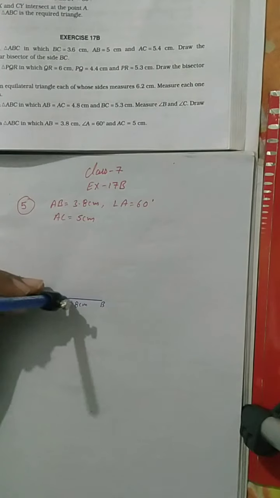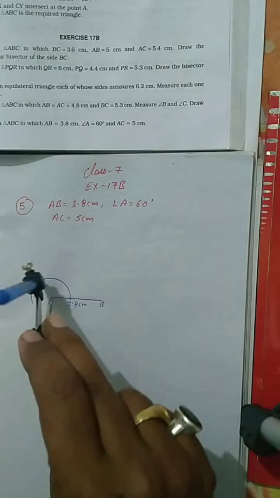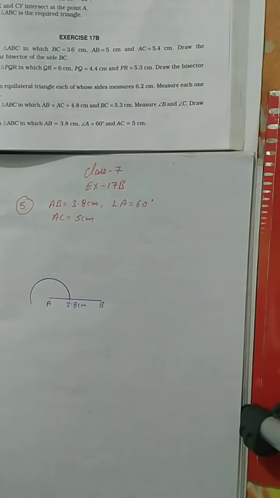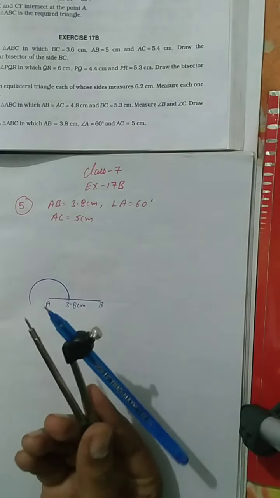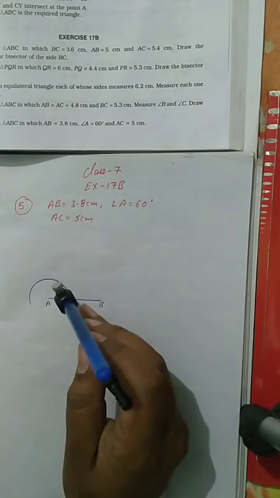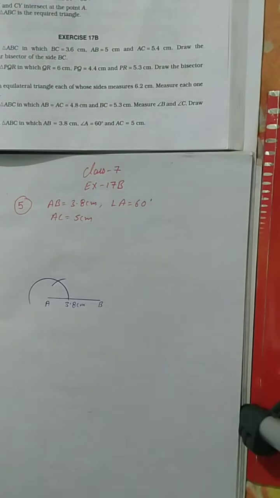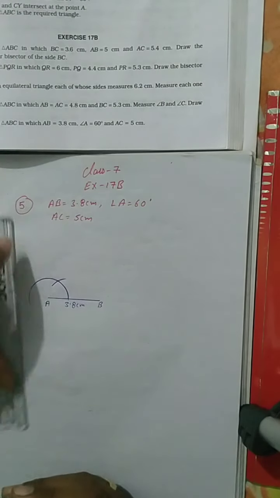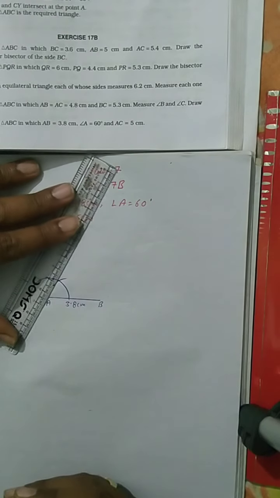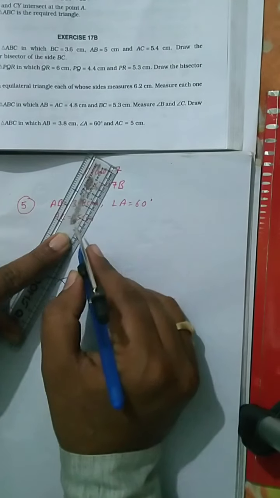Put the compass here and draw a semicircle. First you have to draw a semicircle, right? After that you have to mark the angle from the same arc. You don't have to change the arc here. Cut one arc here, right? After that join it. Then make a line from A. This angle is your 60 degree.